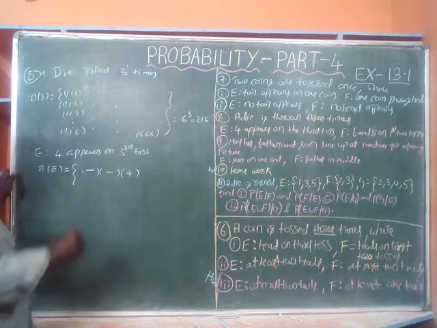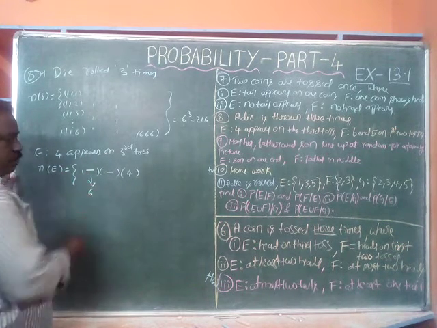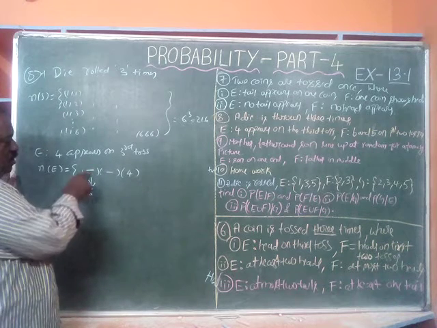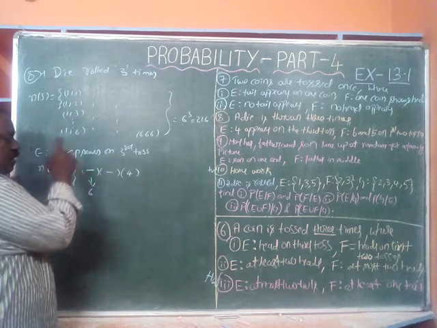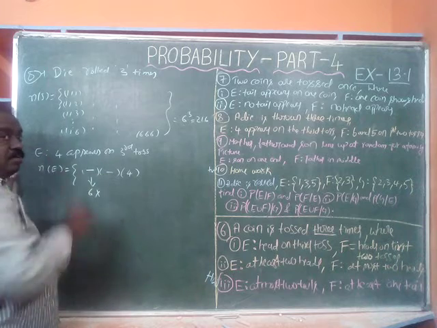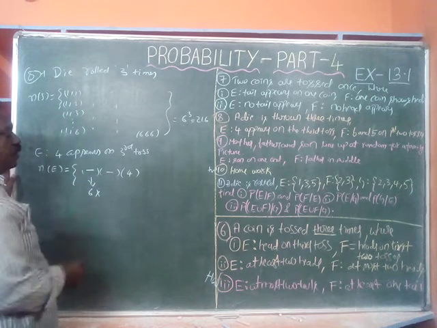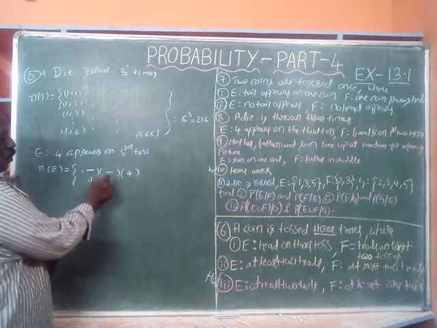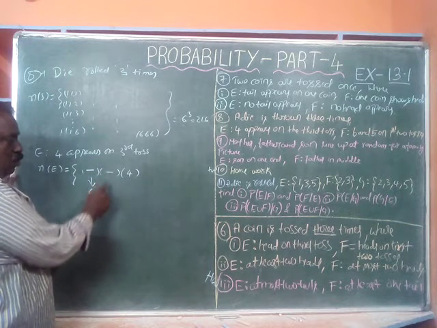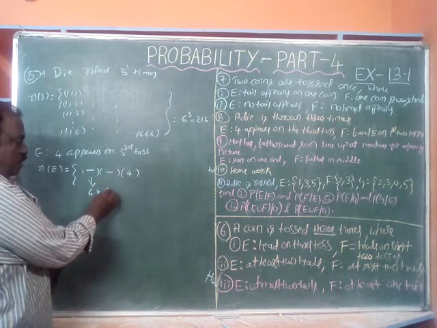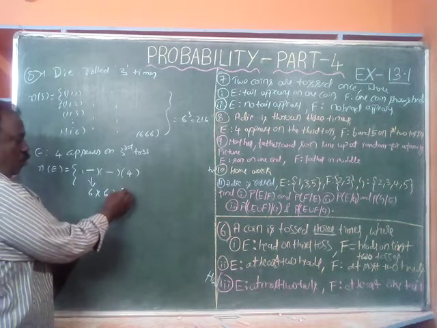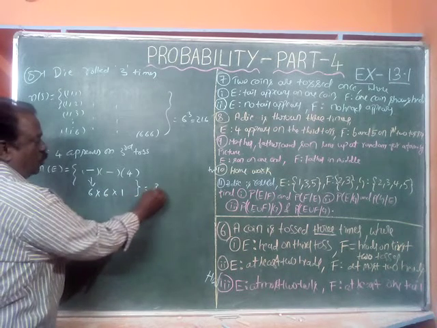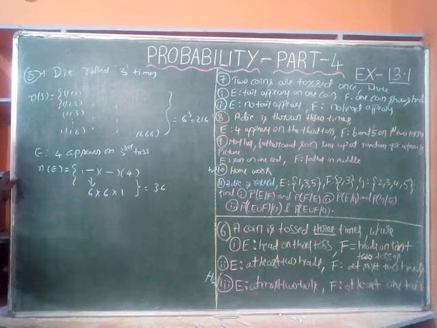So in the first toss we may take 6 ways: 1, or 2, or 3, or 4, or 5, or 6. The second toss also, we may get face number 1, 2, 3, 4, 5, 6, so it is also 6 ways. The 4 is only one way. So it is 36. Is it clear? So n of E is written.